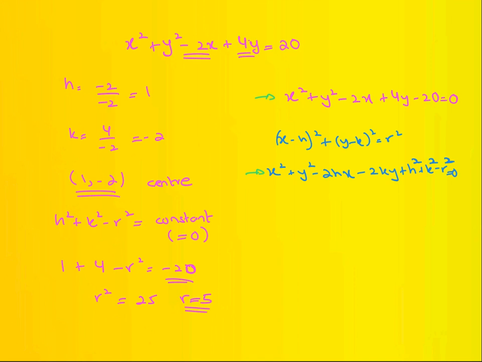to the given form, x square y square are the same. Then we have a term in x. So again I can use minus 2 and minus 2h to find h. That's basically minus 2 upon minus 2, which is 1. Similarly, if I compare the terms in y, I can use 4y and minus 2ky to find k, which again is 4 upon minus 2, which is minus 2. And this entire thing is the final constant in the equation, which is h square plus k square minus r square, which we know in this equation is minus 20. So hence, I solved for r and got r as 5.